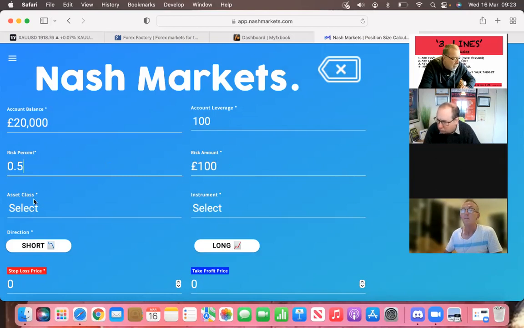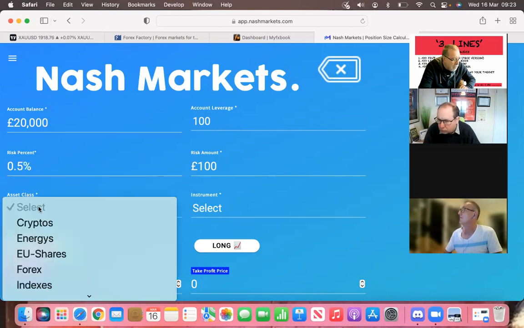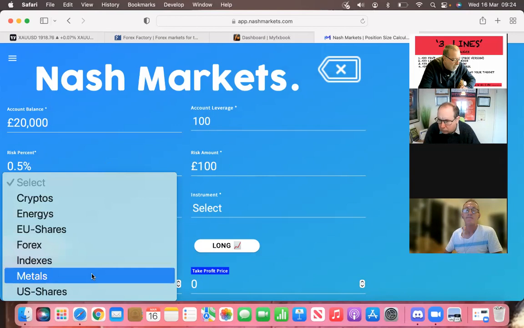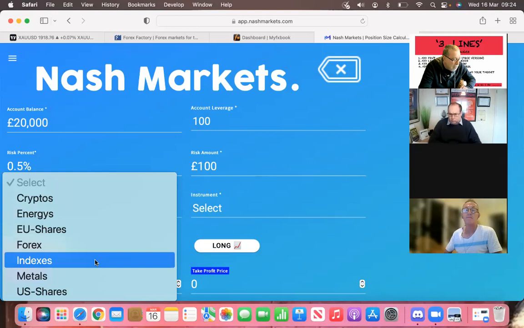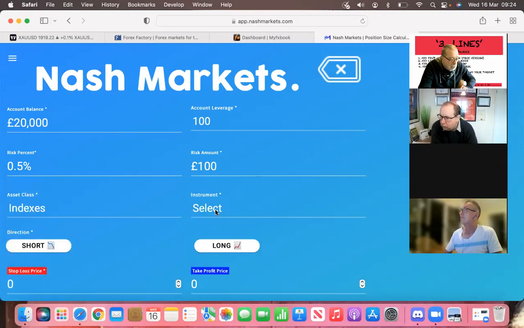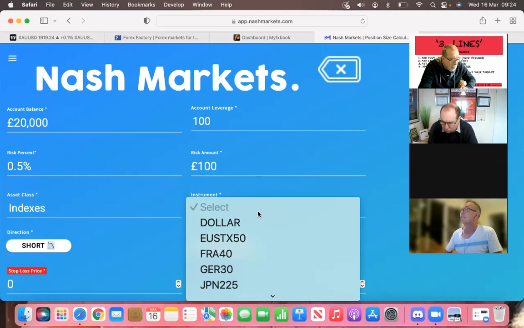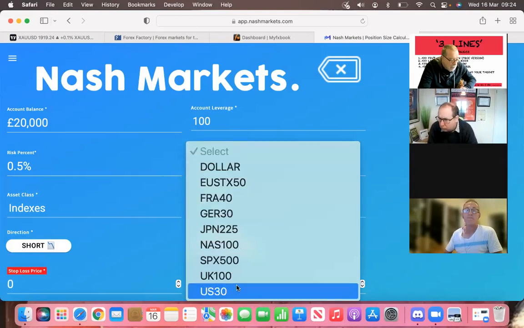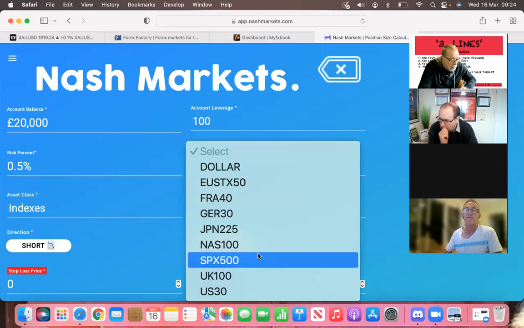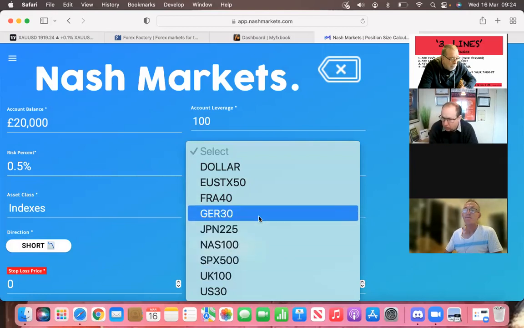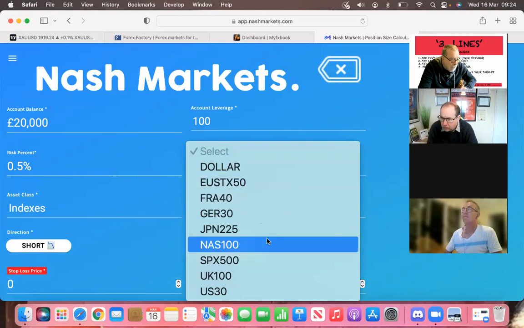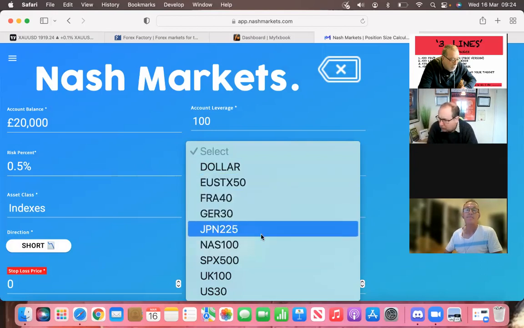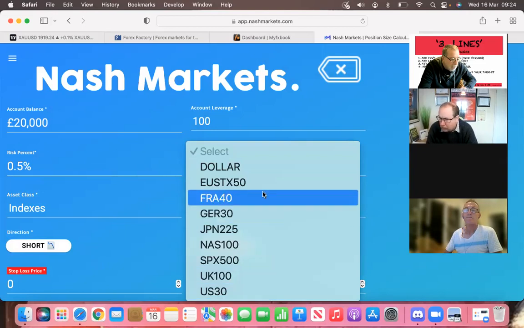The asset class, if you select that, gives you a choice of cryptos, energies, EU shares, Forex, indices, metals, and US shares. So let's go to an index, and then you select which one you're working on. You've got US 30, UK 100, SPX, NAS, Japan, German, France. Those are all the ones that Jeff works on: one, two, three, four, five, six, seven, eight indices that Jeff works on.